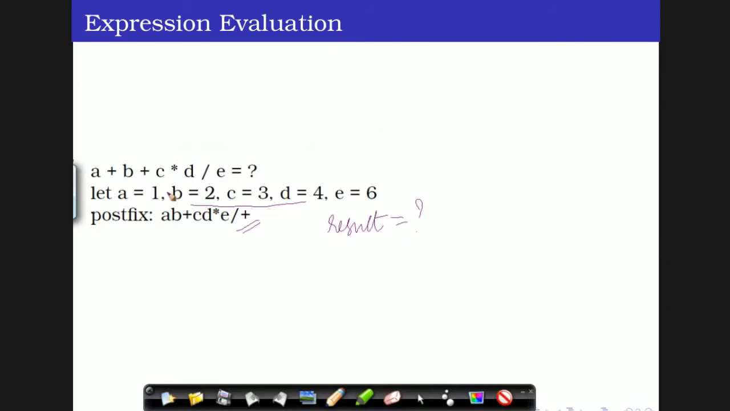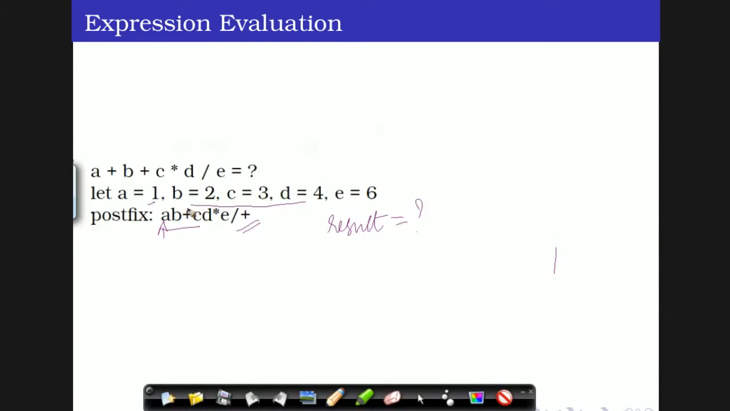So what is A value? First the postfix expression will be taken. Now each element in this expression will be checked. What is the first element? A. A is nothing but an operand value which is 1. What do we do with just 1? Nothing. So we will put it aside.